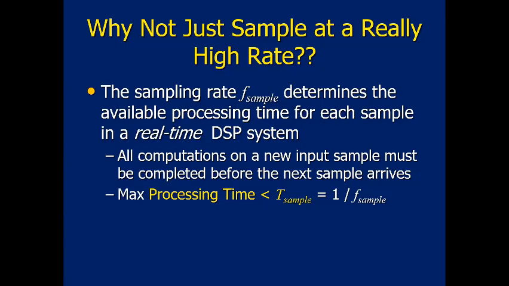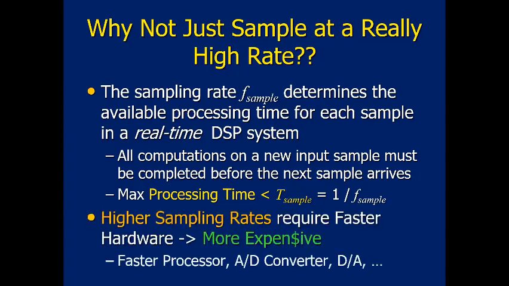Therefore, the faster I make my sampling rate, the faster my digital processing hardware has to be in order to keep up with the samples coming in. The higher the sampling rate, the faster they're coming in, the less time I have to do my processing. What does higher speed mean? Usually more expensive. I need faster digital hardware, faster analog to digital converters, faster digital to analog converters. Everything goes up in speed, and usually there's a proportionality between speed and cost.